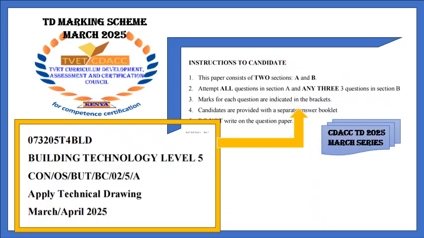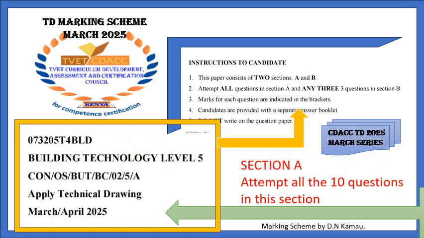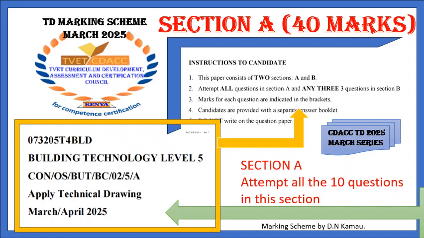So, as we have said, this is a CDACC TD March series 2025 question, which we are going to tackle. And we are starting with section A, which has normally 10 questions, but this one has 11 questions, totaling to 40 marks. So let us start.